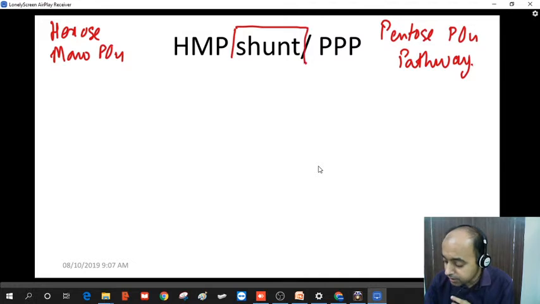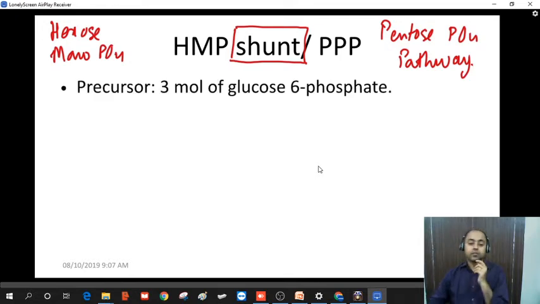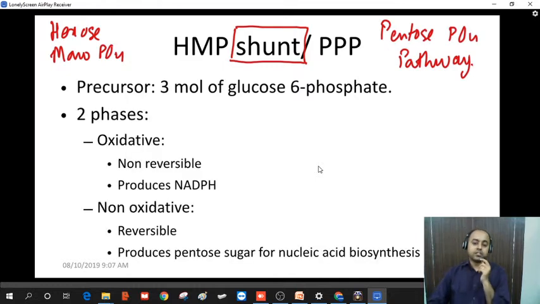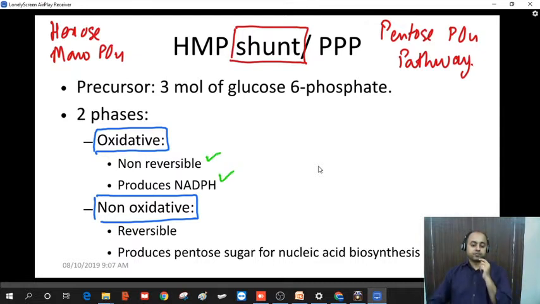Please note that we call it a shunt. It is a minor pathway. Only when glycolysis is saturated, this shunt will come into play, and we describe it under two phases: the oxidative phase and the non-oxidative phase. As you can see, the oxidative phase is non-reversible, but it gives us the very important NADPH. The non-oxidative phase is reversible, and it gives us the pentose sugar, that is the ribose 5 phosphate. We'll see later in purine pyrimidine synthesis, the ribose 5 phosphate is required for the synthesis of both purine and pyrimidine.